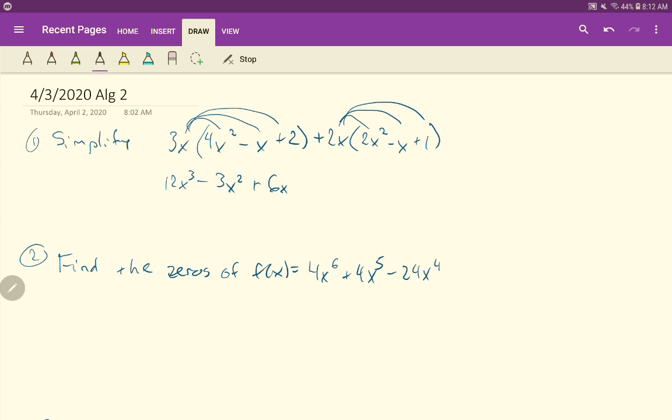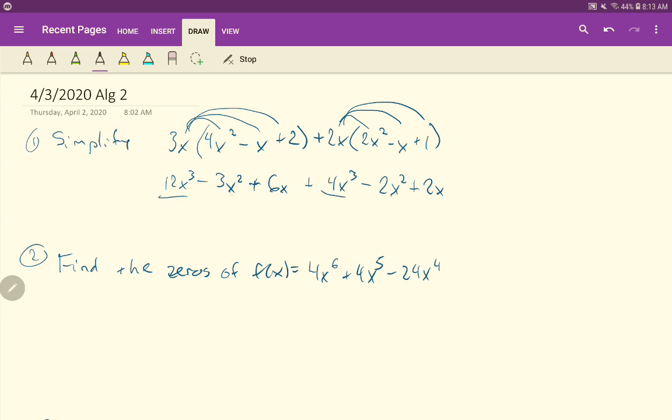And then the 2x times the 2x squared gives us 4x to the third. And then the 2x times the minus x gives us a minus 2x squared. And then the 2x times the 1 gives us a 2x. And now we'll just do what? What should we do next? Hopefully you thought combine like terms, right?